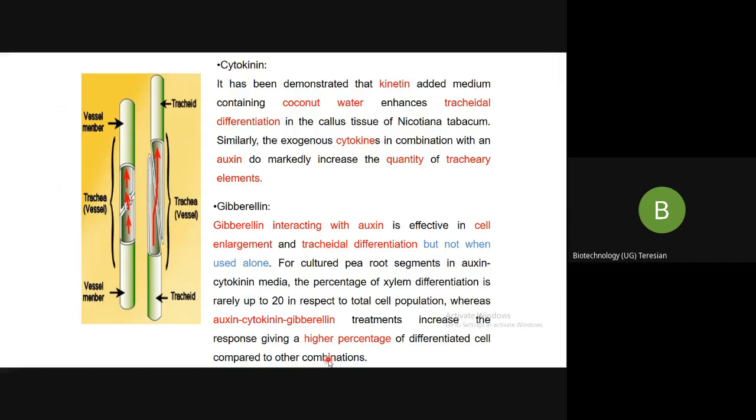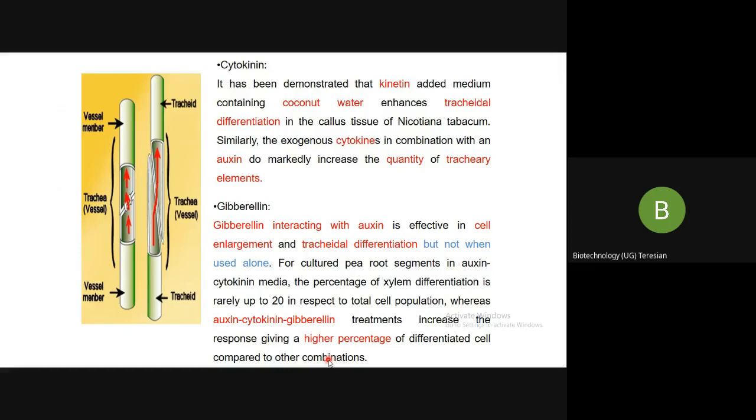Now, what type of auxins can be used? The most commonly used auxins are indole acetic acid, 2,4-D, or naphthalene acetic acid. And for cytokinin, you can use kinetin or 6-benzylaminopurine. So these favor the in vitro totipotency expression and development of organized cells.